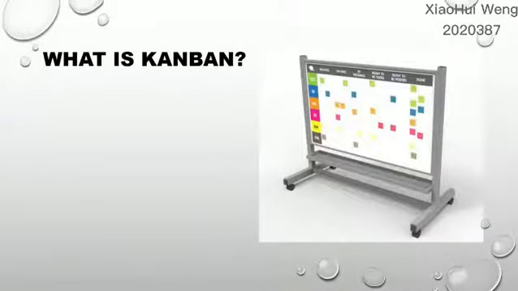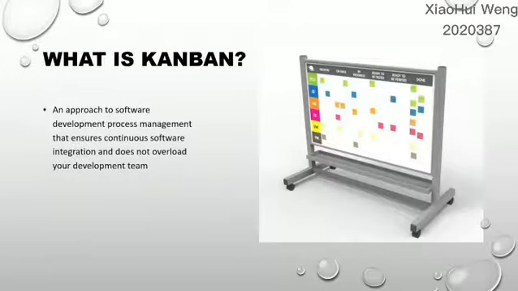So, what is Kanban? It's an approach to software development process management that ensures continuous software iteration and does not overload your development team. And as you can see in this picture, that's what a Kanban looks like. The team will start with the backlog until all tasks are complete. They stick all tasks on this Kanban, and it's clear and easy to catch for everybody. Let's Kanban do to finish a project.